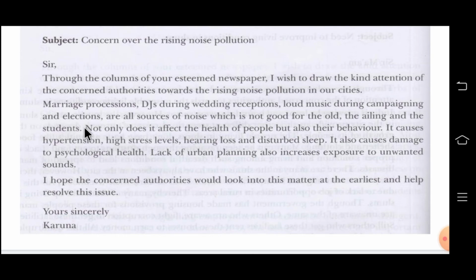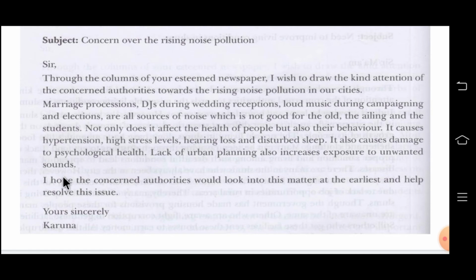Not only, you can explain, elaborate the patient's problem. Not only does it affect the health of the people, but also their behavior. It causes hypertension, high stress level, hearing loss, and disturbed sleep. It also causes damage of psychological health. Lack of urban planning also increases exposure to unwanted sounds.